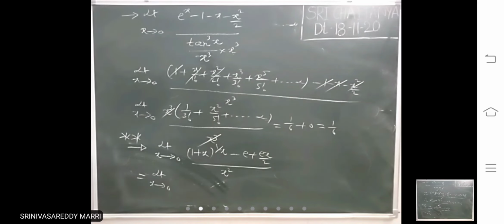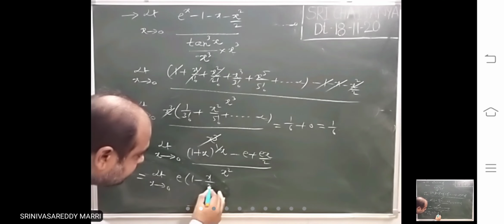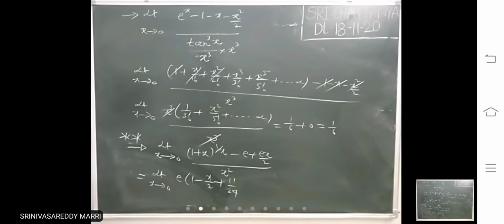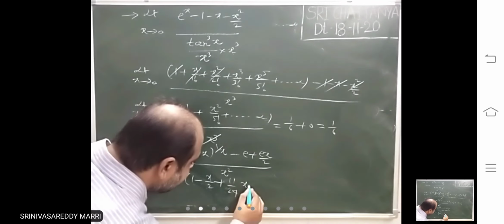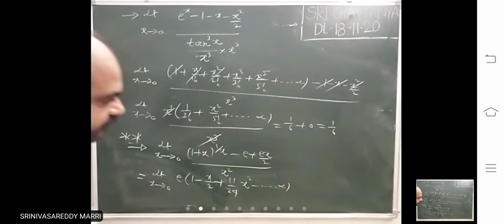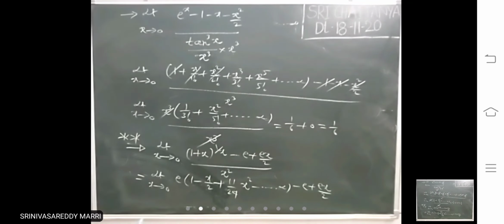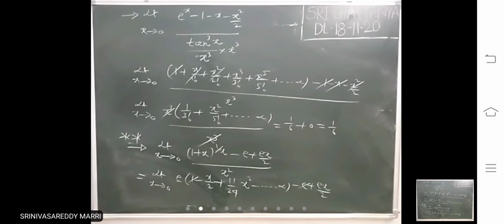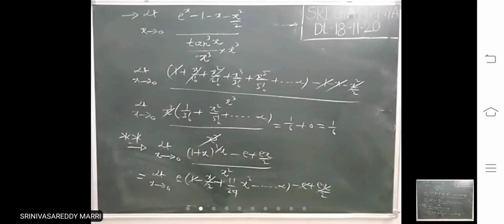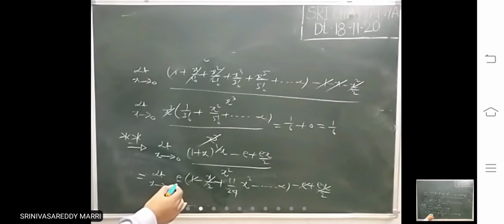Limit x tends to 0. (1 plus x)^(1/x): what is that? e into the 3 terms I told. Look at the series: 1 minus x by 2 plus 11 by 24 x squared. No need of the remaining. Minus e plus ex by 2. Now look, this is e and this is e into 1. e minus ex by 2 plus ex by 2 cancel. From here x square, next x cube terms like that will be there. So e is there.